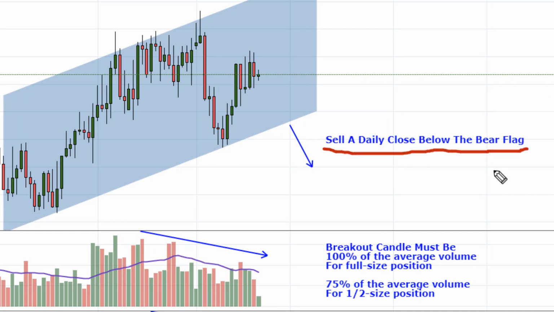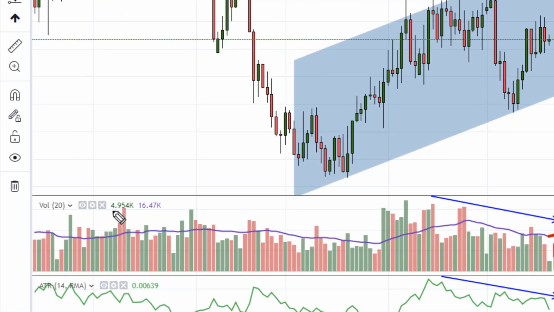On the breaking candle, to enter a full size position, we want to see the volume bar reach all the way up here to the volume average. If it doesn't reach the average, but it does at least reach 75% of the average volume, I will open a half size position to reduce risk. You can calculate the percentage by taking the volume number here, divide it by the volume average here, and you should get 0.75. Well, that's kind of an ugly 5, isn't it? If you don't get at least 0.75, don't enter the trade.